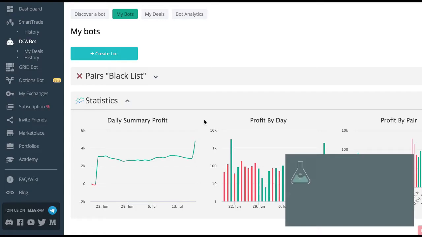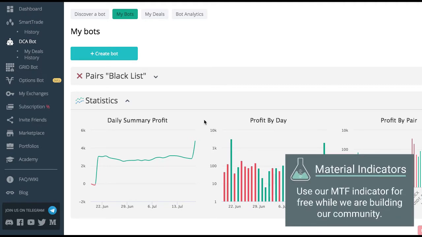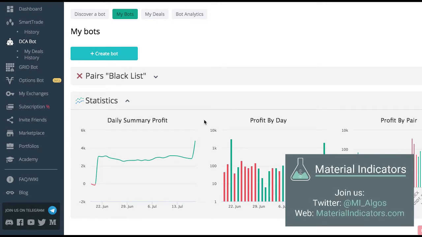Welcome to this Material Indicators tutorial. Today, I'm going to walk you through setting up a 3commas composite bot to automate your trades using the MTF signals from TradingView into 3commas.